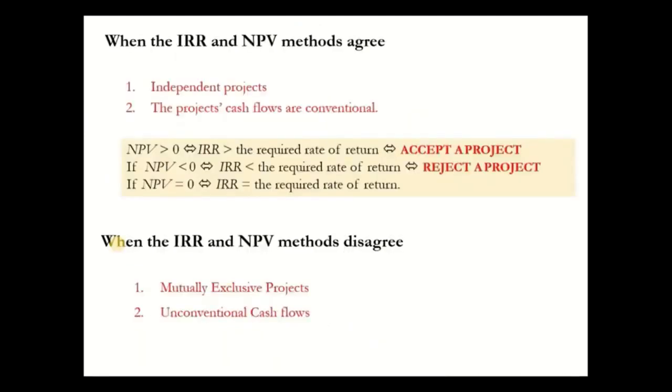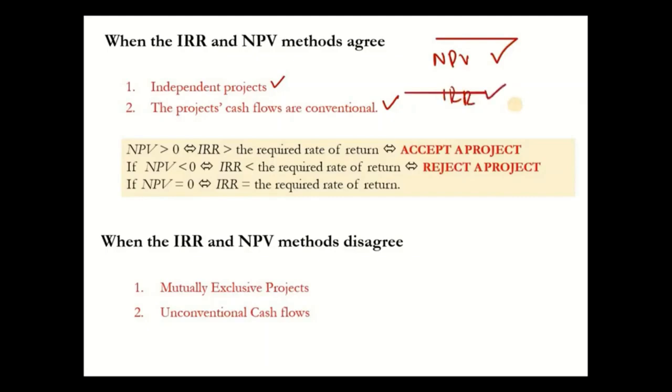Now this slide tells you that if the projects are independent and the cash flows are conventional, right, then if NPV is saying that we should accept the project, then IRR should also say the same thing, right?